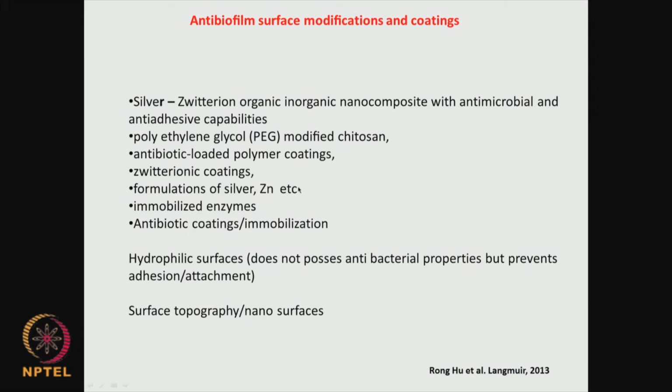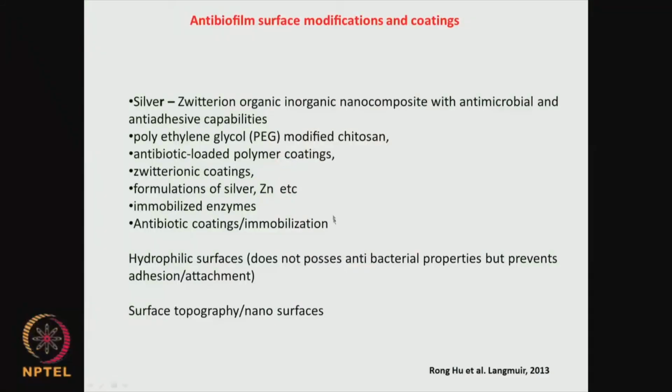Approaches include the use of polyethylene glycol, modified chitosan, antibiotic loaded polymer coatings, and formulations of silver, zinc, etc. For example, on inorganic materials like alumina or hydroxyapatite, one can immobilize enzymes, because some enzymes like protease or lipase or even papain have either esterase activity or amidase activity or a combination of both. So, they may be able to kill bacteria, as can coating with antibiotics or immobilizing antibiotics. All these techniques help in killing the bacteria.